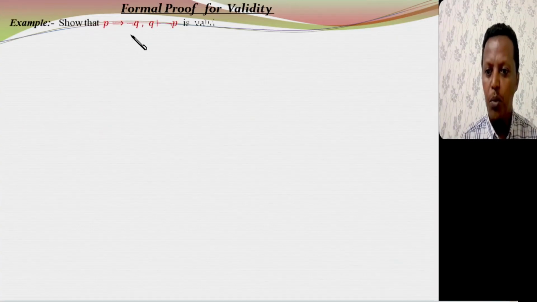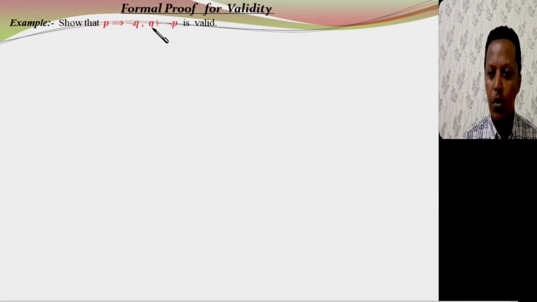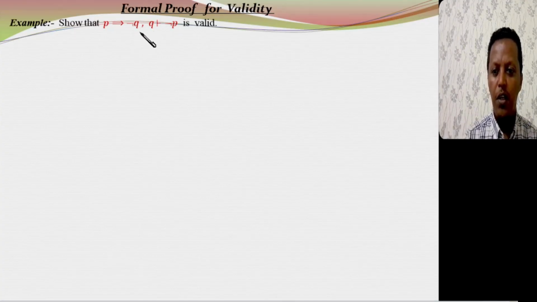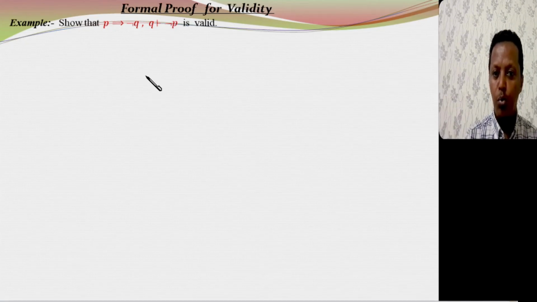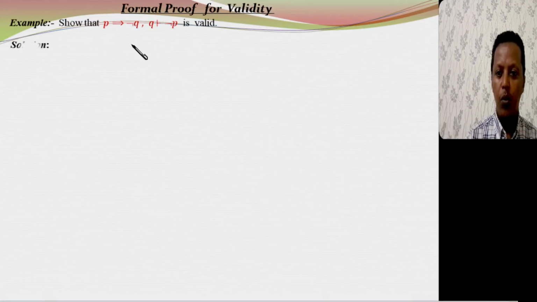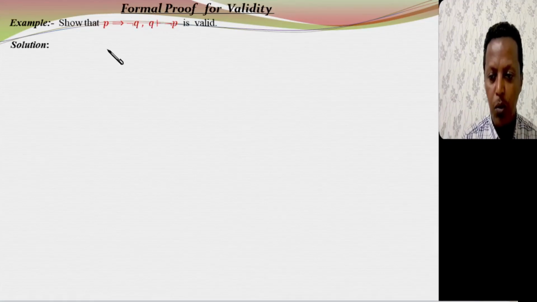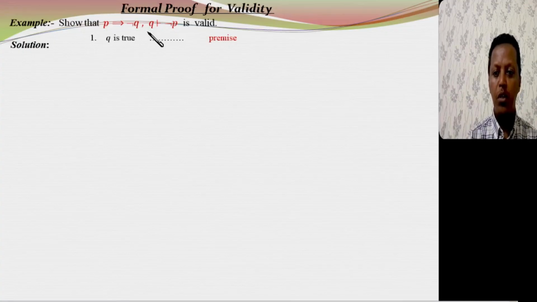Show that P implies negation Q, Q, therefore negation P is valid. So you are required to show this is a valid argument. You have two premises and one conclusion. So like I said, to prove, first we assume all the premises to be true. In this case, we have two premises, so we let the two premises be true.